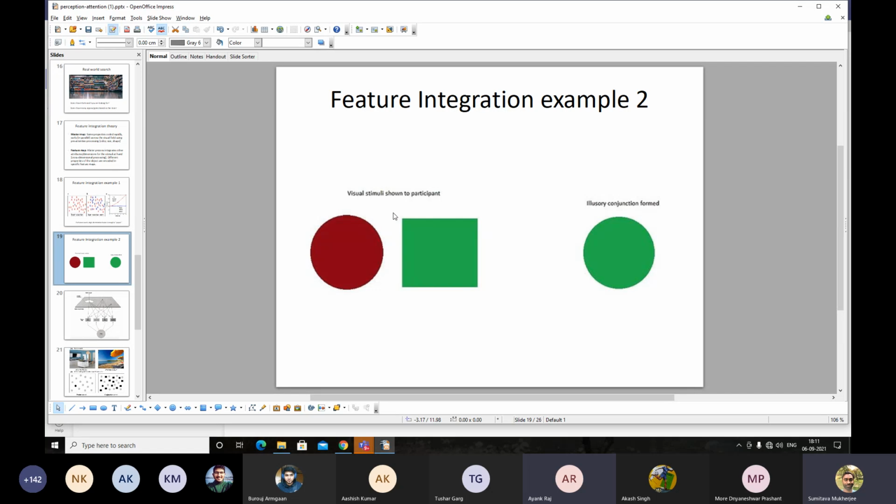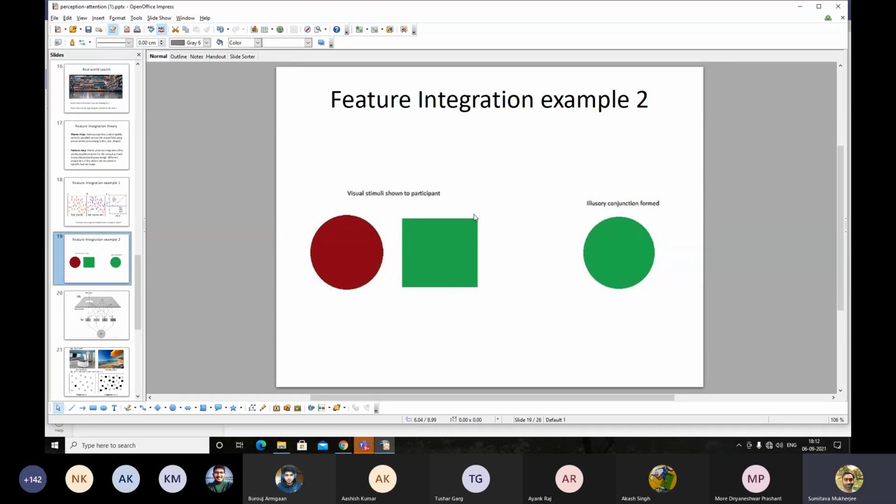Yeah, so the word for it is called illusory conjunction, which means that you basically form a conjunction between this one and this one. And because this comes first, it stays. Because this comes last, it stays. Together, they create an illusory image, which is not what the initial image is, and that is happening because of feature integration.